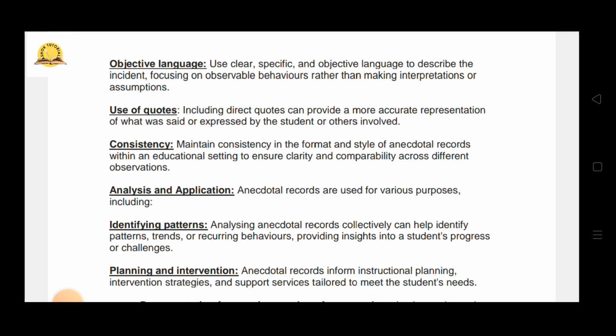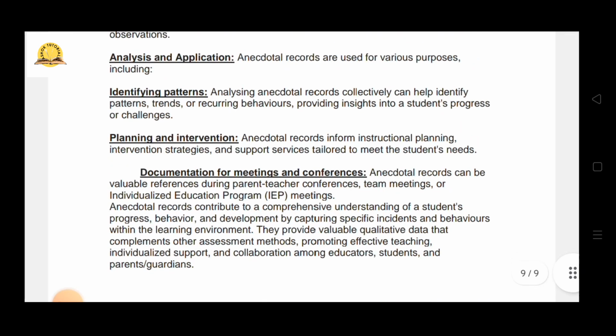Now consistency I already explained to you very nicely. Consistency should be there in everything you do. Then analysis and applications. Anecdotal records are used for various purposes. So what are the uses of anecdotal records? Why should we use anecdotal records?